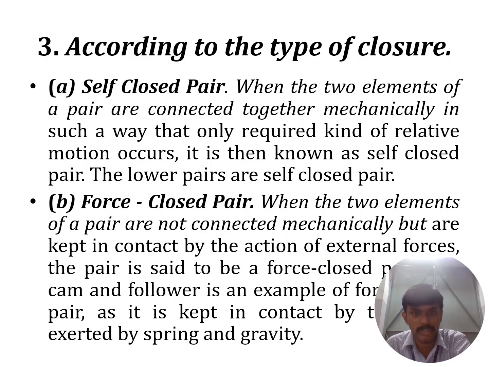According to the type of closure, some pairs are closed by themselves, due to gravity. When the two elements of the pair are connected together mechanically in such a way that only the required relative motion occurs, it is called a self-closed pair. A lower pair is also known as a self-closed pair.